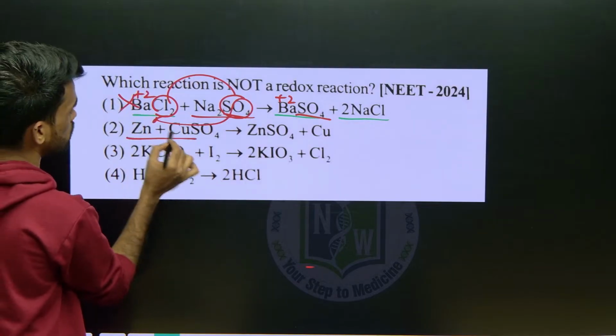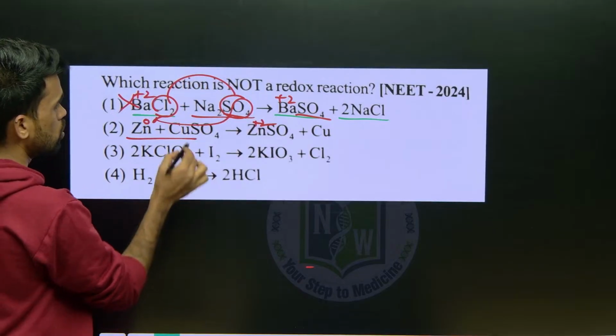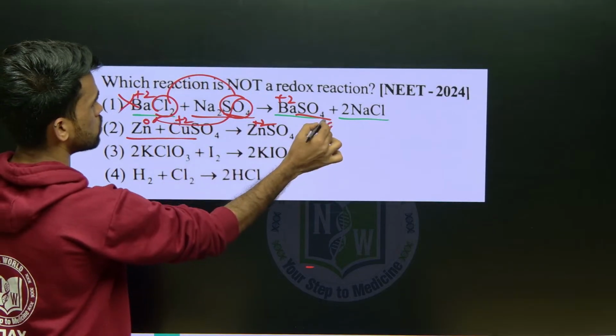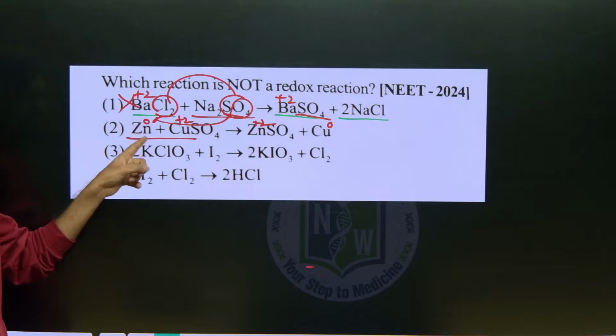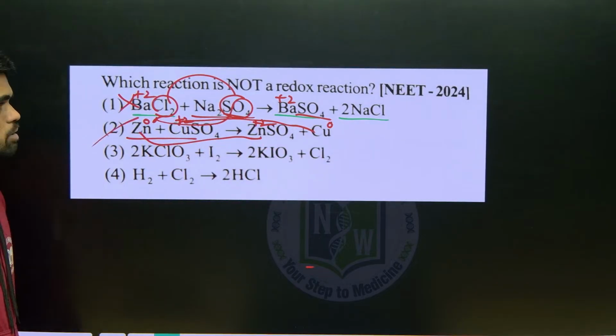Next, what about this one? Here zinc 0 is converting into zinc sulfate, which means +2. Copper +2 is converting into copper 0. It means what is happening? See, oxidation and reduction are both involved now. So the second is an example of a redox reaction.